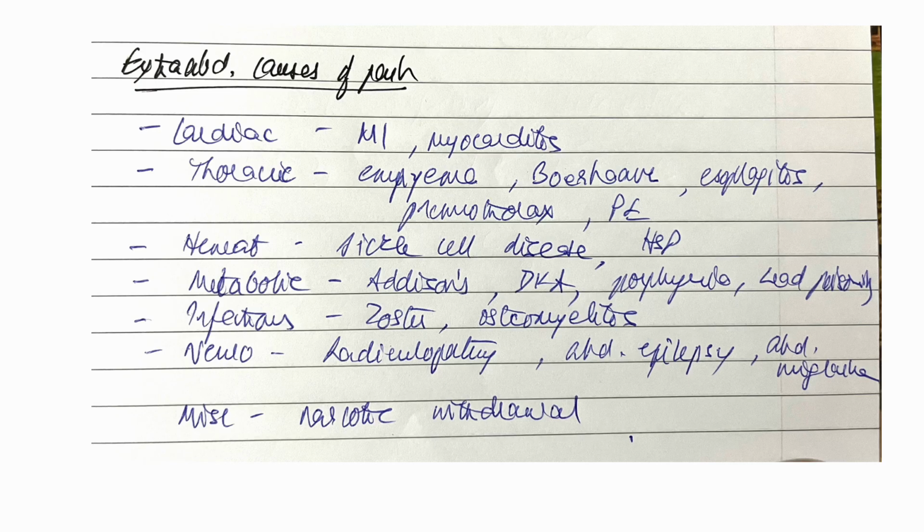Extra-abdominal causes of pain. Cardiac causes are MI and myocarditis, and of course pericarditis. Thoracic causes would be empyema, a pneumothorax, pulmonary embolism, Boerhaave syndrome, esophagitis. Hematological causes could be sickle cell disease, HSP. Metabolic causes are Addison's disease, diabetic ketoacidosis, porphyria, lead poisoning. Infectious causes like zoster and osteomyelitis. Neurological causes, which are radiculopathy, abdominal epilepsy, abdominal migraine. Miscellaneous causes like narcotic withdrawal.